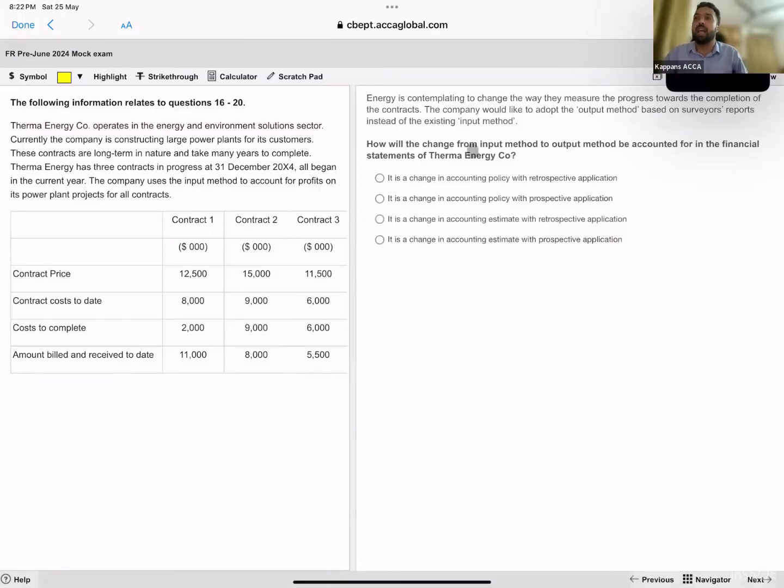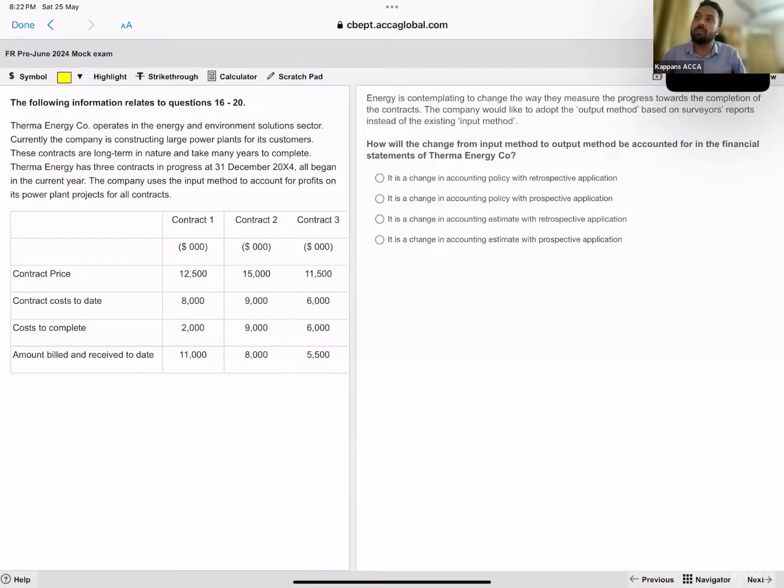Next one. Energy is contemplating changing the way they measure the progress towards completion of the contract. The company would like to adopt the output method based on surveys report instead of the existing input method. How will this change from input method to output method be accounted?